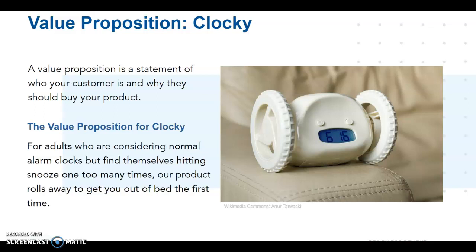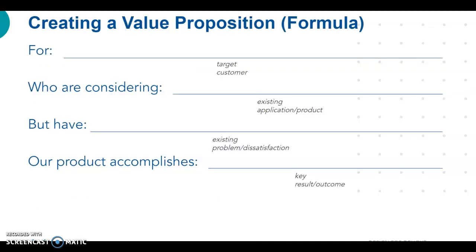An example of a value proposition is right here. This is for a device called Clocky, and the value proposition helps us understand what the solution is all about. It says, for adults who are considering normal alarm clocks but find themselves hitting snooze one too many times, our product rolls away to get you out of bed the first time. So looking at the image, you can't quite tell what this thing is all about. Reading the value proposition makes it really clear what is unique about this solution and what the benefit is to the customer. The value proposition follows a simple formula.